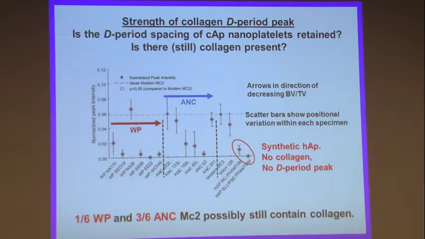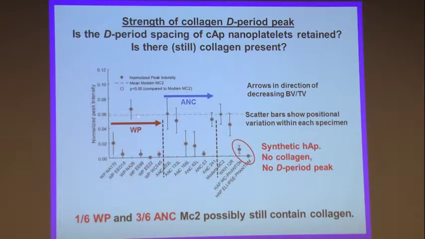So lattice parameter, it turns out, is not useful in this context. If we go to the intensity of the D peak of Sachs, which tells us the extent to which collagen is present, we see one of the 6 Warren-Percy samples looks to have residual collagen. This is the modern reference bone.